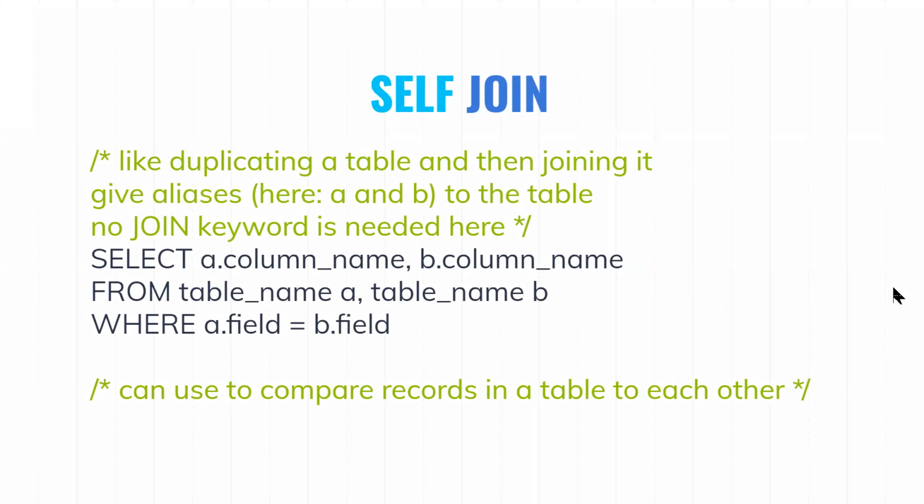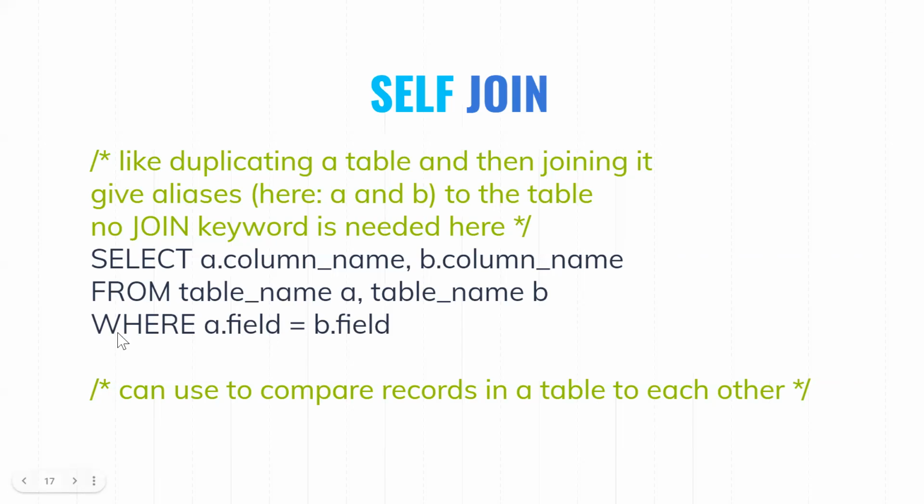Okay, last one up is a self join. This is kind of like duplicating a table and then joining it together. Now we're using the same table here, so we obviously can't just use table name dot column name. Instead, we have to give an alias, like a nickname, to the table. So here we have A and B as our nicknames, and we do A dot column name, B dot column name. In this case, you do not need to use the join keyword, but if you want, you also can, and we'll show an example of that in a bit.